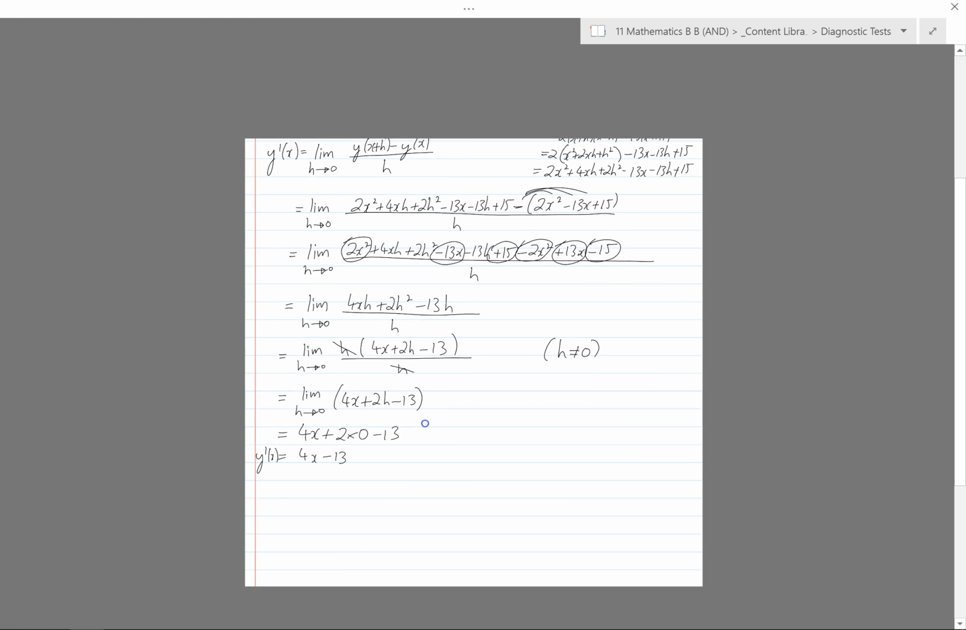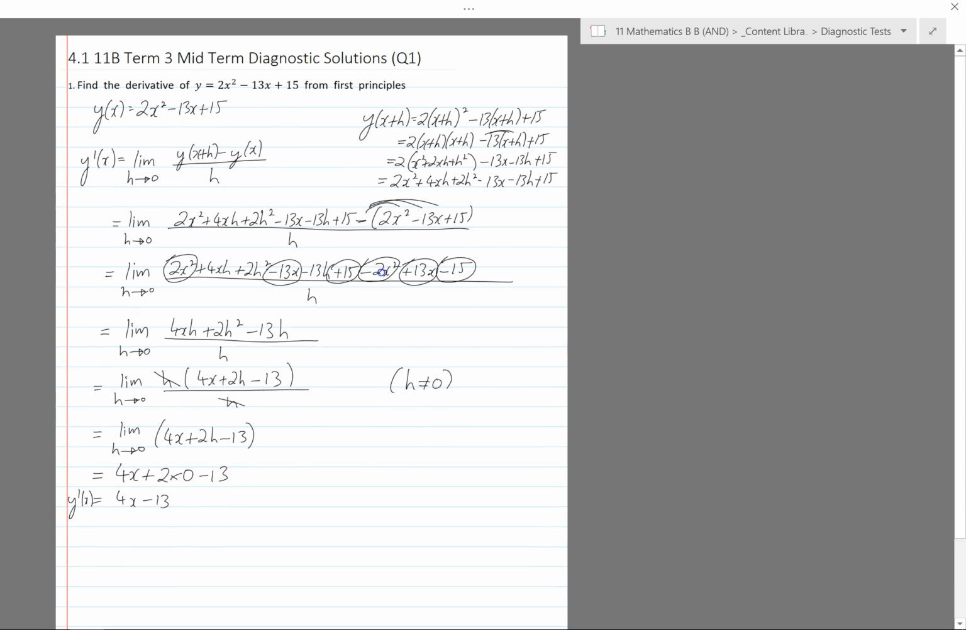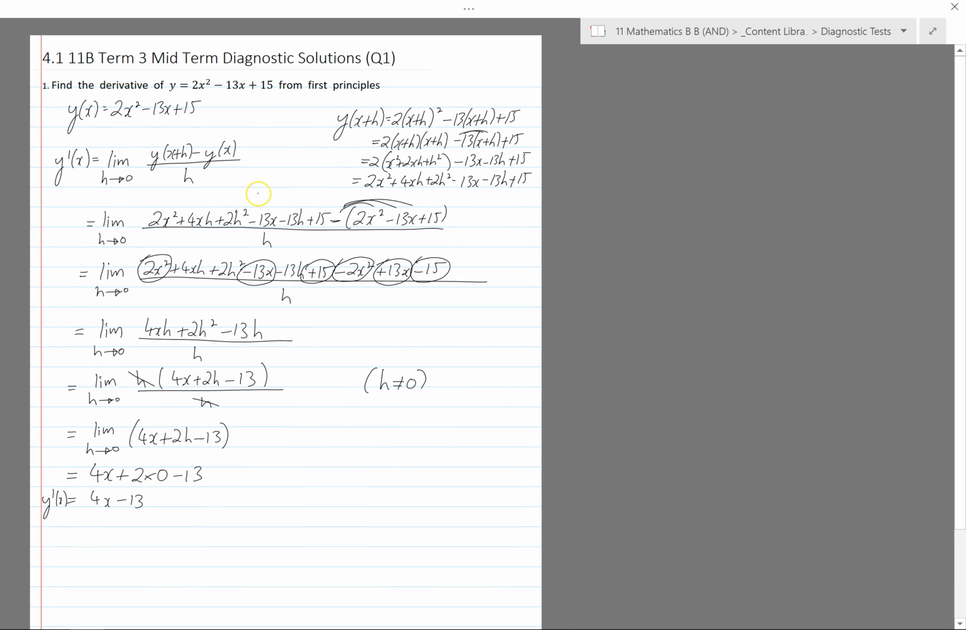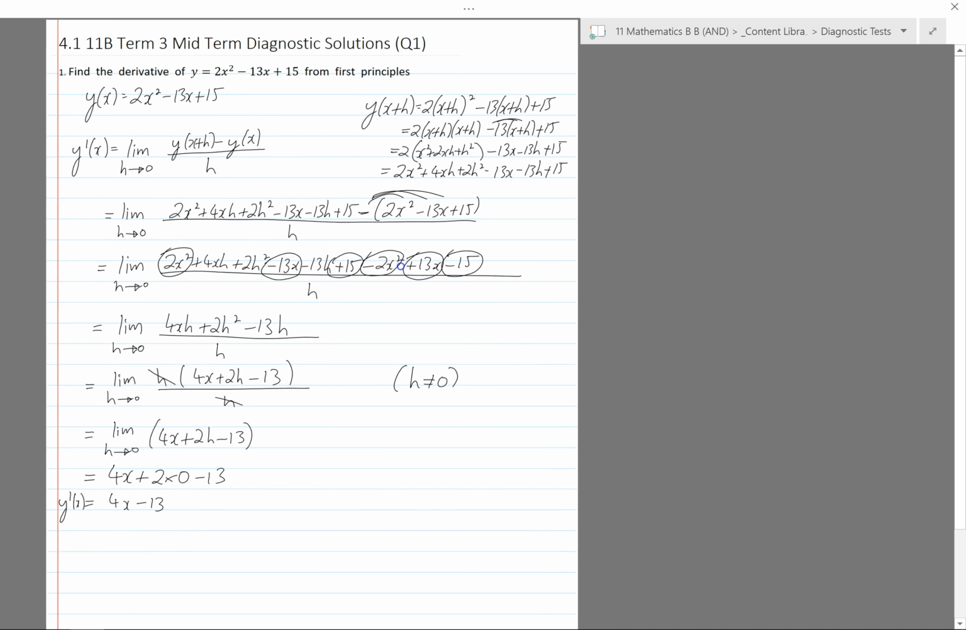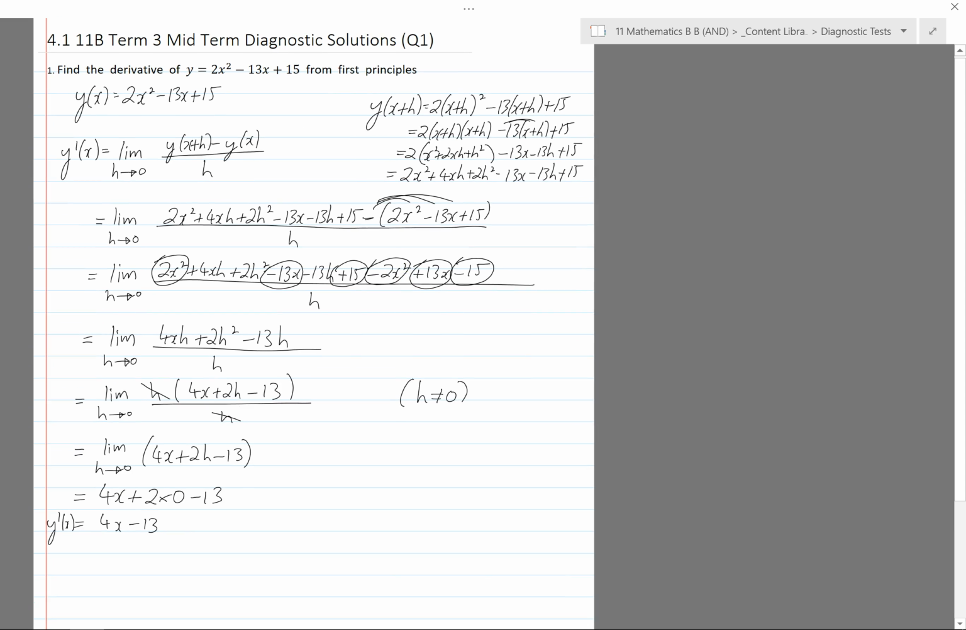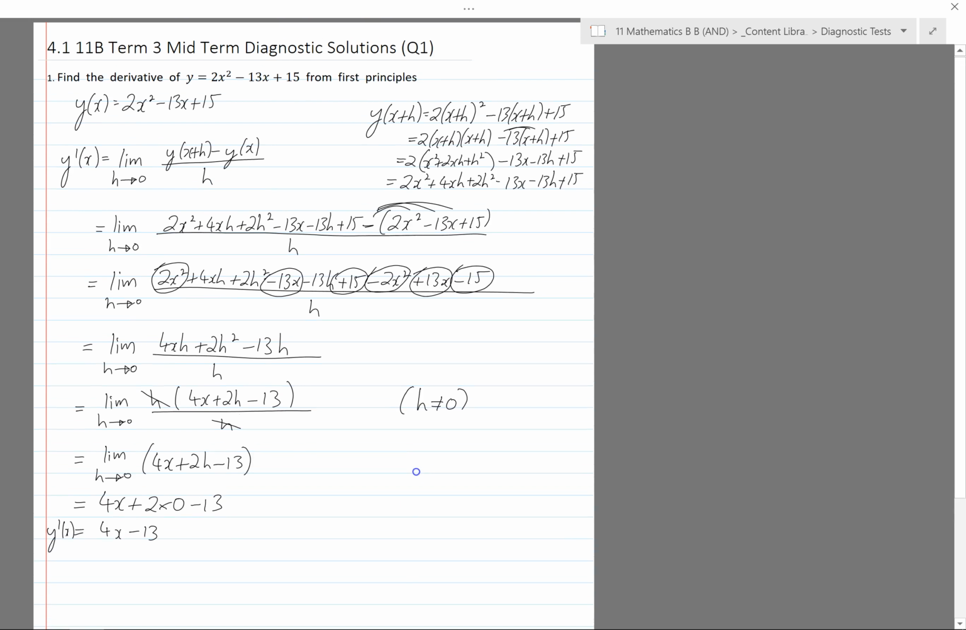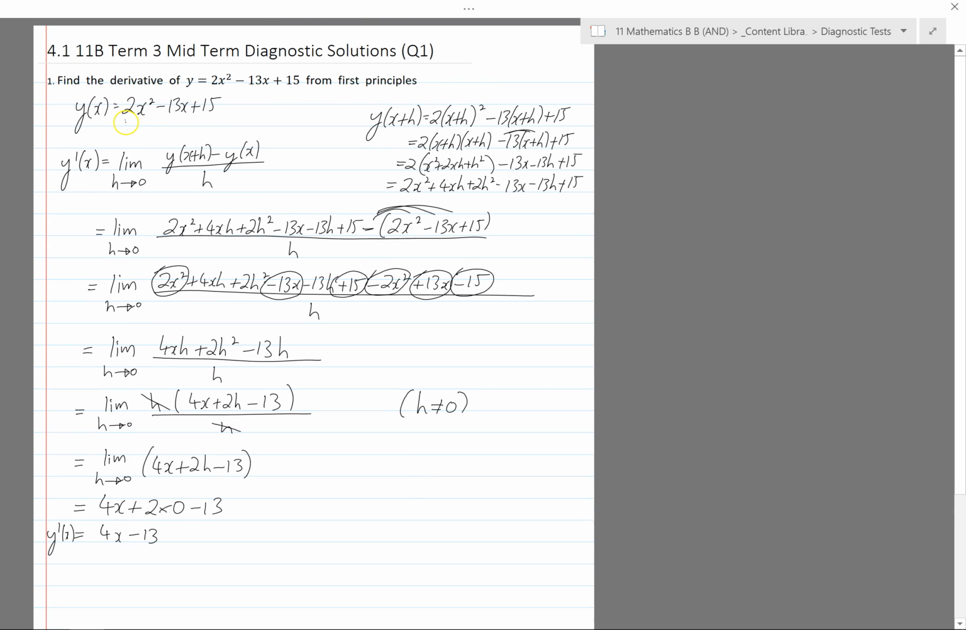Some people feel more comfortable using the f of x notation all the time. So pretty much wherever you see the y's, you can just replace it all with f's, if that makes you more comfortable. How can I check that my answer is right? Well, I can just differentiate this guy by rule. I'll know it'll be 4x minus 13. Correct, differentiate by rule and see that I get the same as what I would in this answer. Okay, so that's the way you can check.